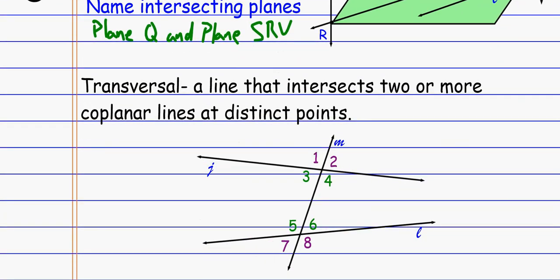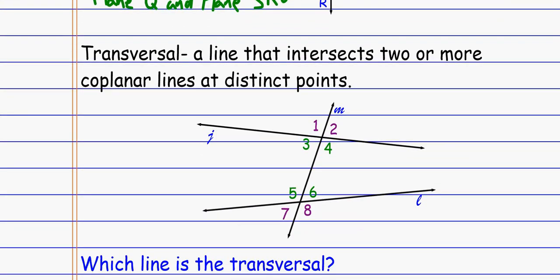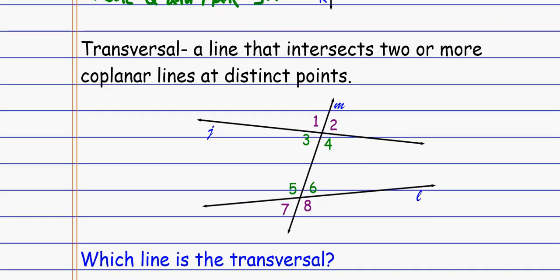Let's talk about a transversal. A transversal is basically a line that intersects two or more other lines, okay? Two or more other coplanar lines. And so when we're talking about these, we're not going to be dealing with different planes when we're talking about the relationship between these angles. So two lines get cut by another line. That line that touches each of them is the transversal, all right?